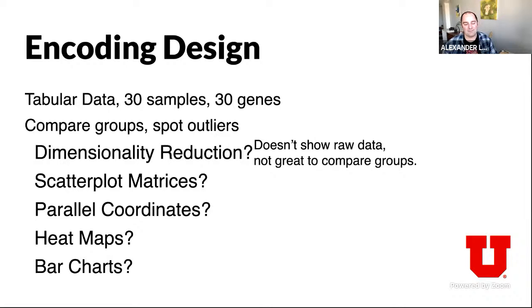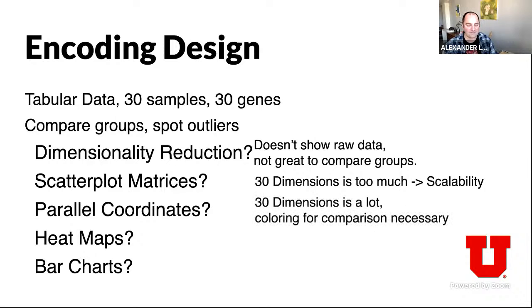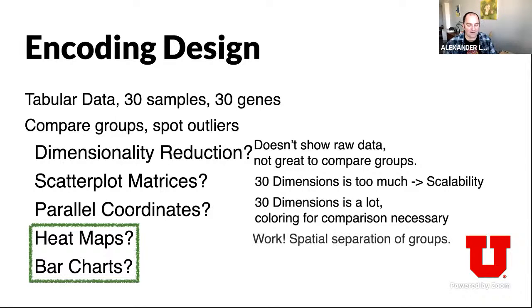So that might not be the appropriate choice here. For scatter plot matrices, 30 samples is a little bit too much. It's a scalability problem. For parallel coordinates, we also have a bit of a scalability problem. Coloring would be necessary to be able to do comparisons. If we think about heat maps or bar charts, those actually work, right?